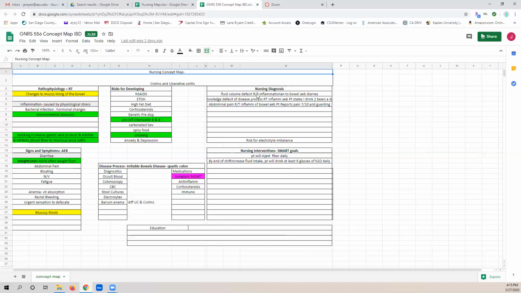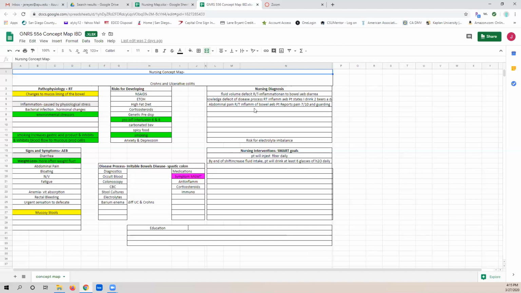Fluid volume deficit related to, always in the pathophysiology, not the disease process, related to inflammation, as evidenced by diarrhea. That was the sign and symptom the patient had, right? And then we had them talk about what we would do for SMART goals for the nursing interventions. So we talked about by the end of the shift, they'll increase fluid intake by drinking at least 6 glasses of water daily. So that gave them a timeline and what they were going to do.